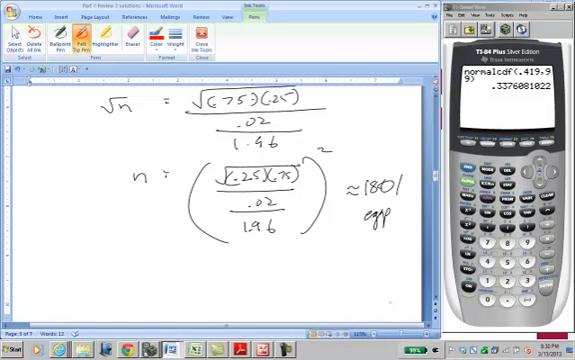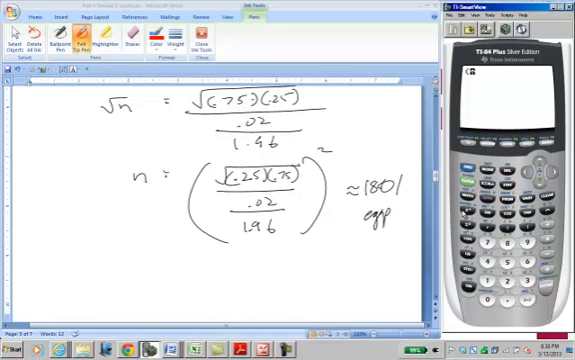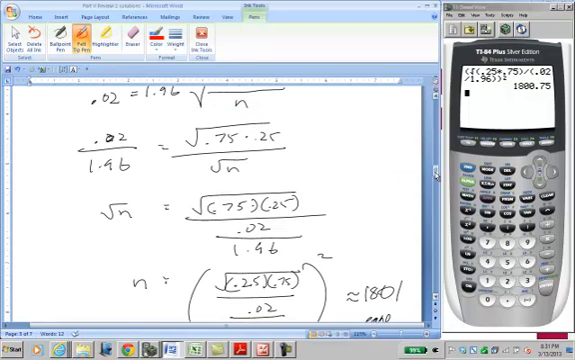Let's see if we can do this in the calculator, all in one calculation. So we're going to open parenthesis, take the square root of 0.25 times 0.75. Let's close that. And now we're going to divide this, and let's open up another parenthesis to keep the denominator together. 0.02 divided by 1.96, close the parenthesis, close this, square it, and we always round up, so we're going to get 1,801 eggs needed to have a 95% confidence interval with a margin of error of 0.02.